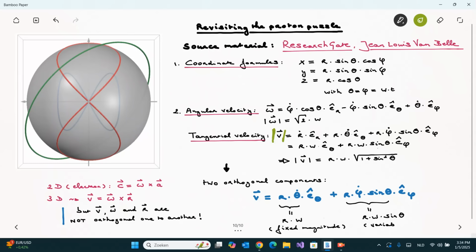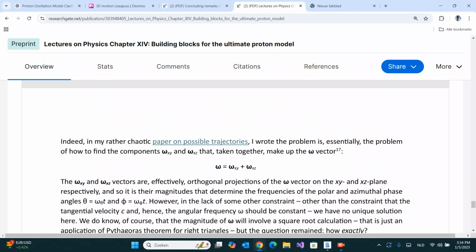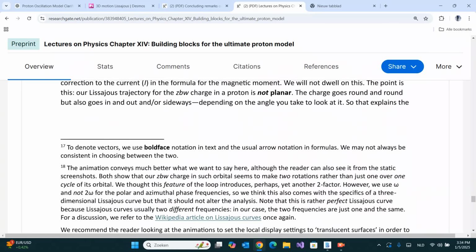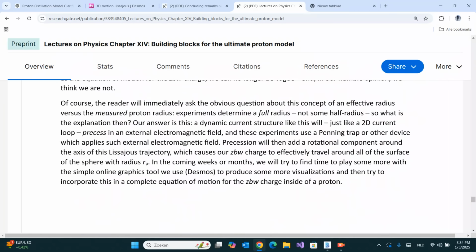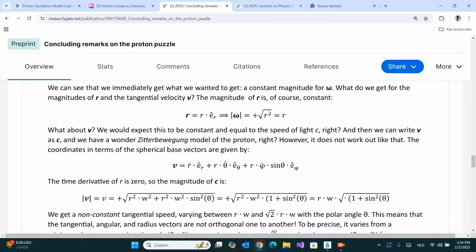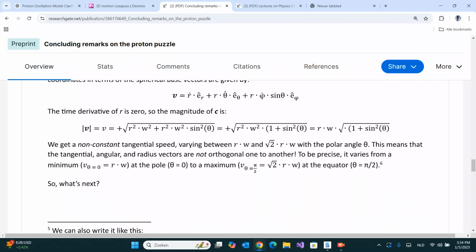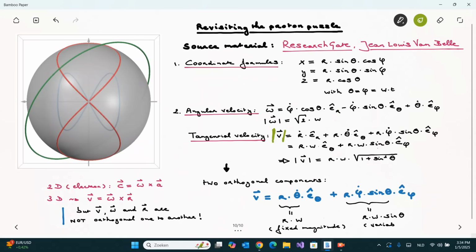Now, when you write that out and you say, okay, I want to calculate the magnitude, then we have the same thing. I will show that again in my calculation here. On this remarkable result, we get a variable velocity for the tangential velocity.